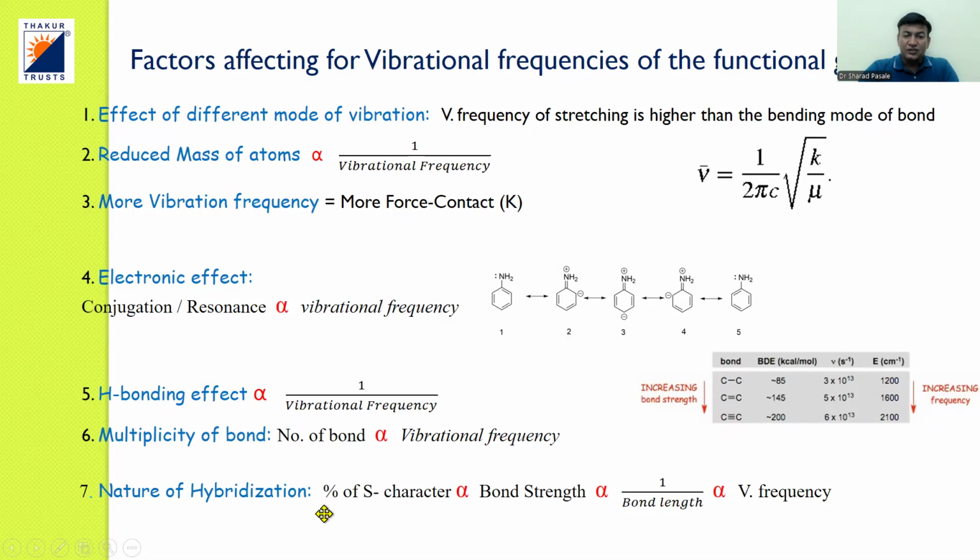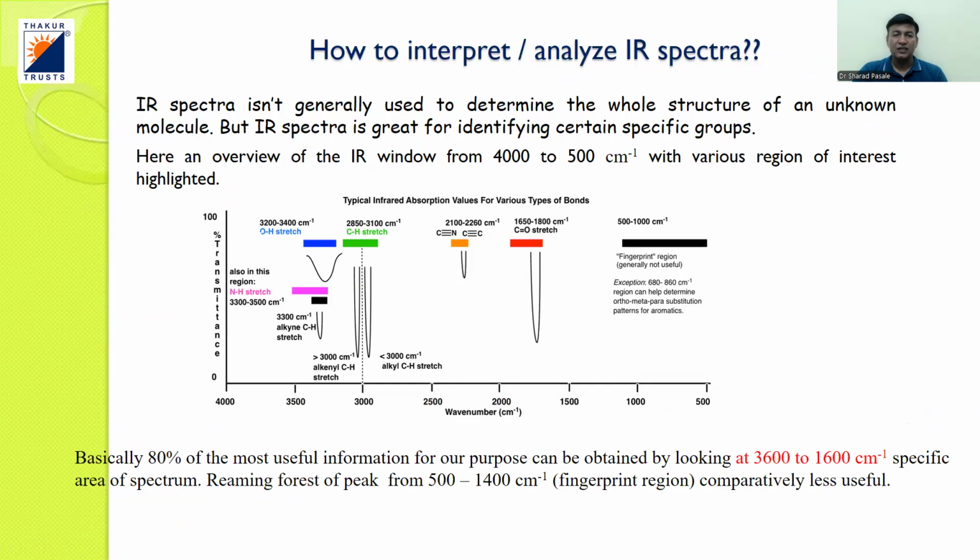Then what about the nature of hybridization? If, in hybridization, s character, p character or d character, the percentage of s character is increased, it means bond strength is increasing. Bond strength increases, bond length decreases, but frequency is also increasing. Understand? So when the percentage of s character increases, bond strength increases, and frequency also increases. Only bond length is decreasing. Hope you understand.